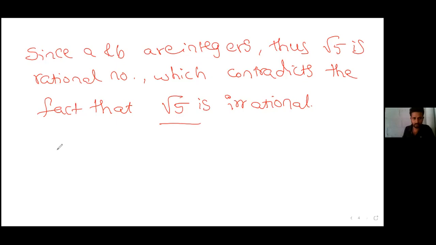Hence, we can conclude 7 root 5 is irrational.